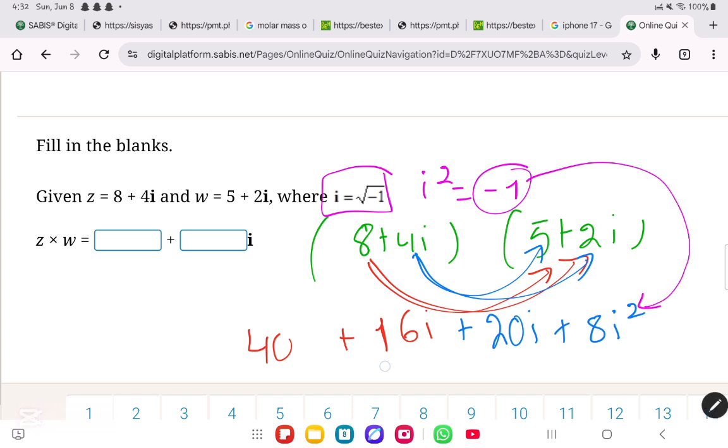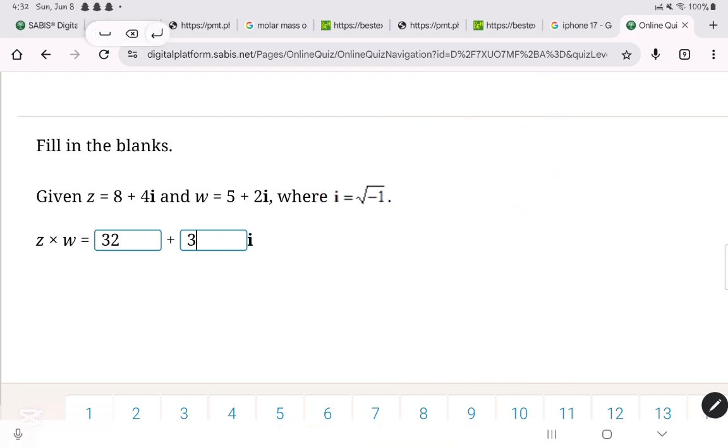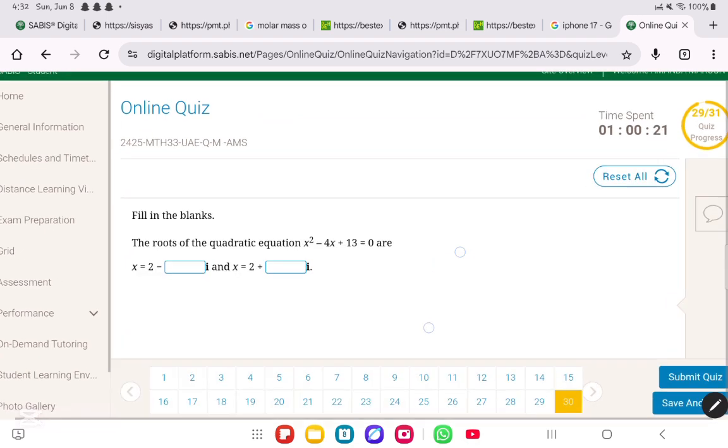So it becomes 40 plus 36i plus 8 times minus 1. So 40 plus 8 times minus 1, that's 40 minus 8, which is 32. So 32 plus 36i, and this is the final answer of z times w. So 32 plus 36i. Now we move on to question number 30.